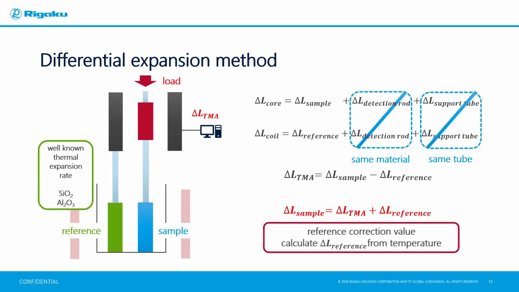Here, since the thermal expansion rate of the reference is known, the expansion amount of the reference at each temperature, i.e., the displacement, can be calculated. This is called the reference correction value. In the differential expansion method, delta L sample can be determined from delta L TMA and delta L reference obtained through the reference correction value. Consequently, compared to the conventional expansion method with a single rod, this method allows for more accurate measurement of low thermal expansion materials and small size samples.